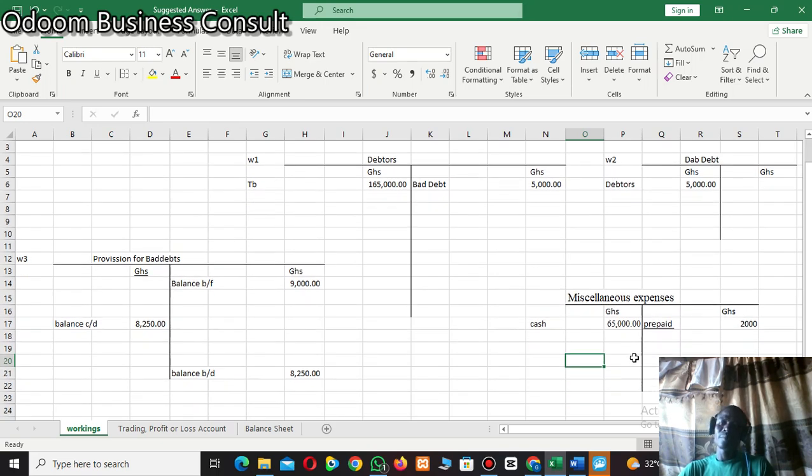So prepaid expenses, you can add the expenses to it. So let me add it. Prepaid expenses. Okay, so it's 2,000. So this is how you can record prepaid expenses when you are solving trading profit or loss account. I believe you are good with such an explanation.